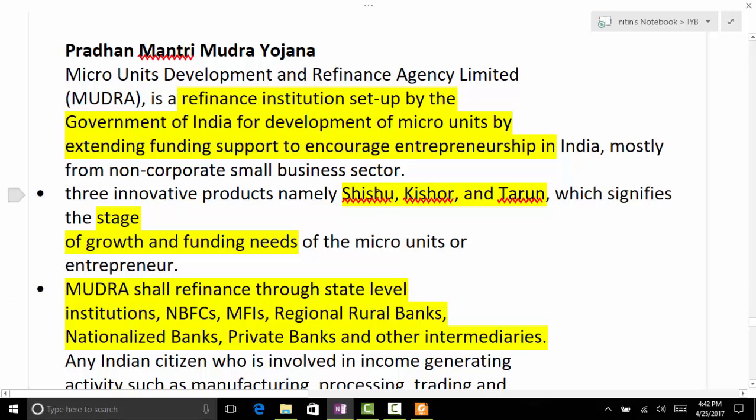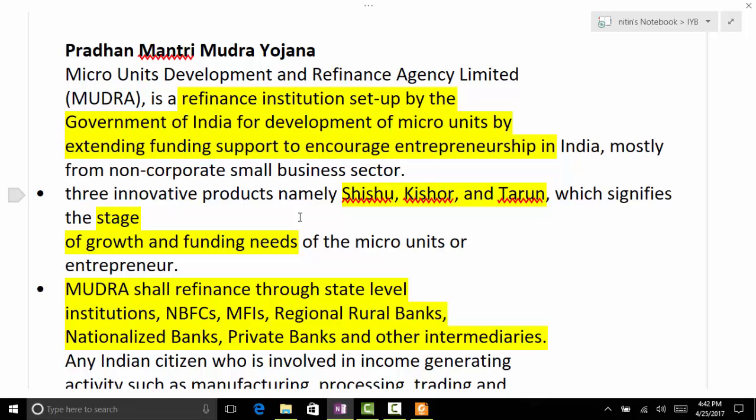Now, Mudra Yojana is an important Yojana. For PT, read and go deep into the different points. The objective: it's a refinance institution for the development of micro units by extending funding support to encourage entrepreneurship in India. Three products, Shishu, Kishore and Tarun. See the limit of the funding for those.